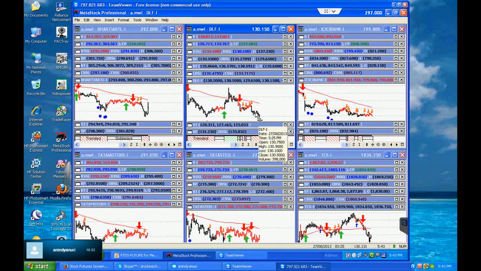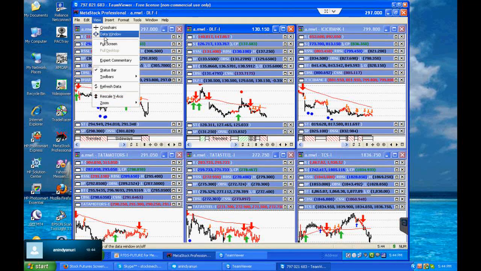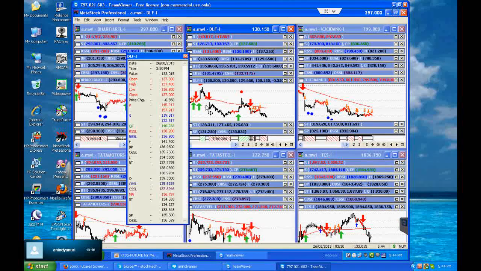So the low made during the day was 130. After that there was not much fall. Now what happened in the morning: at opening there was a sell signal in DLF. Okay, if you see, what is the scenario at that time? We check that this morning when the market opened at 9:20, there was a sell signal, but the market had moved up with a gap down.